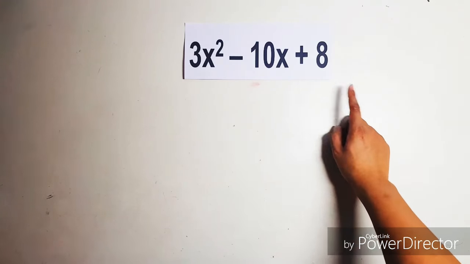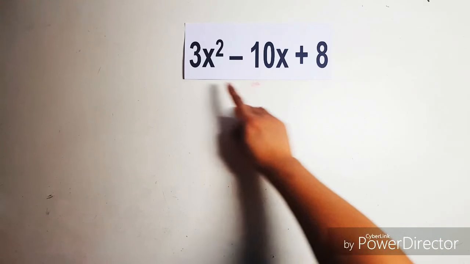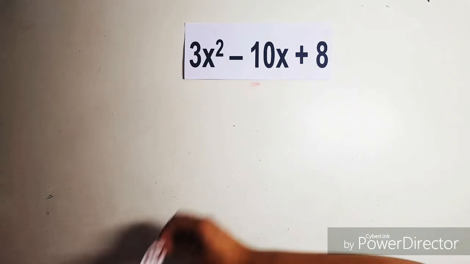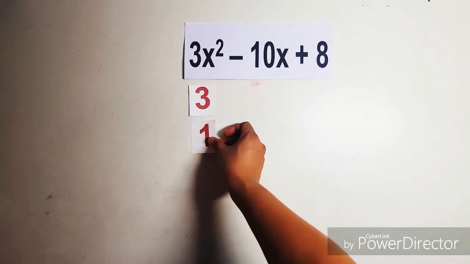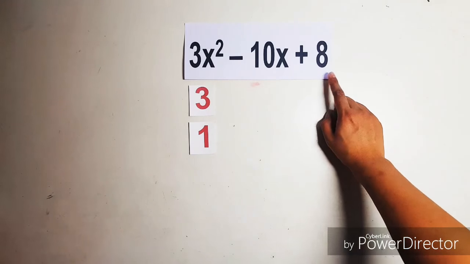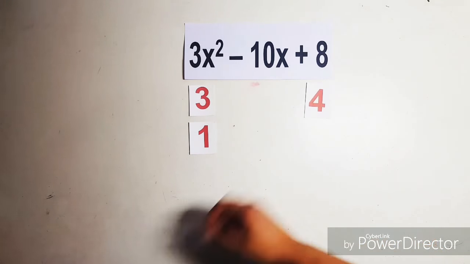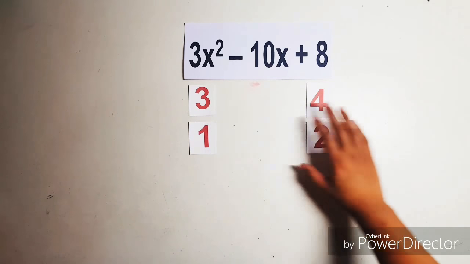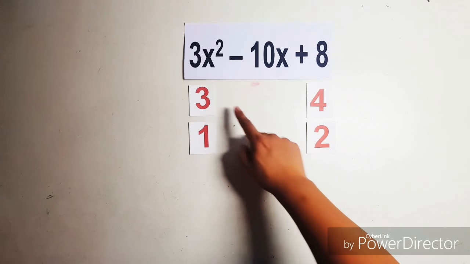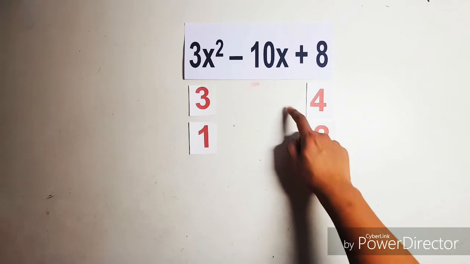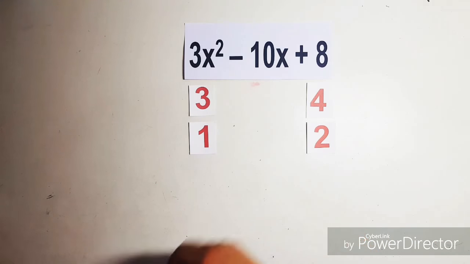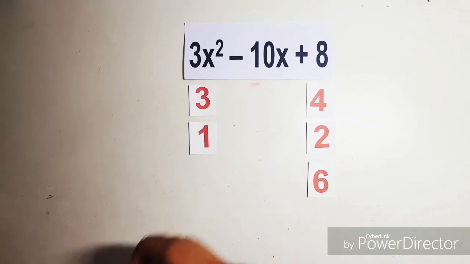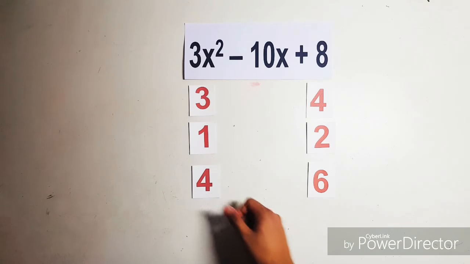We will get the factors of not just the last term, but also the first term. What will be the factors of 3? That is 3 and 1. And the factors of 8 are 4 and 2. Now, what we're going to do with the factors is get the cross product. So, 3 times 2 is equal to 6, while 4 times 1 is equal to 4.